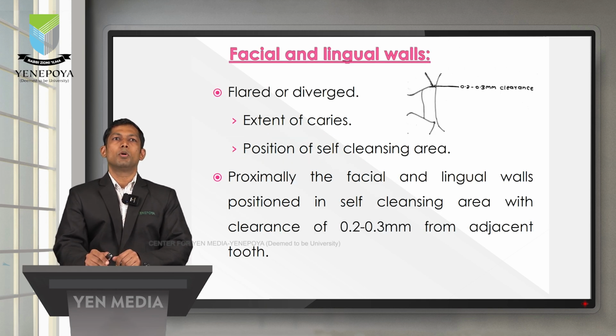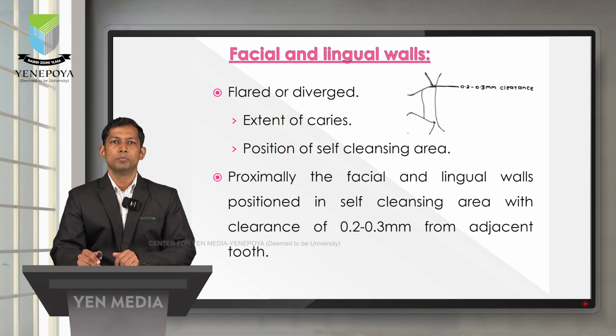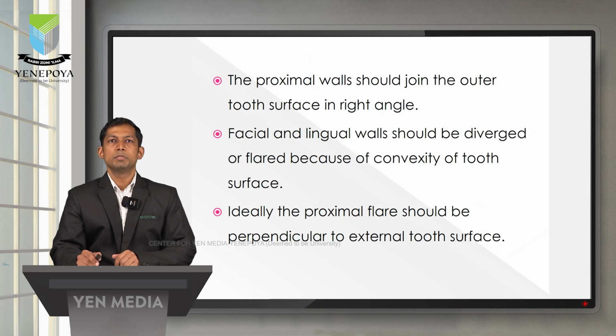Coming to the facial and lingual walls, they are flat or diverged depending on the extent of the caries and the position of the self-cleansing area. Proximally, the facial and lingual walls are positioned in the self-cleansing area with a clearance of 0.2 to 0.4 mm from the adjacent tooth. The proximal walls should join the outer tooth surface at a right angle. Facial and lingual walls should be diverged or flared because of the convexity of the tooth surface. Ideally, the proximal flare should be perpendicular to the external tooth surface.